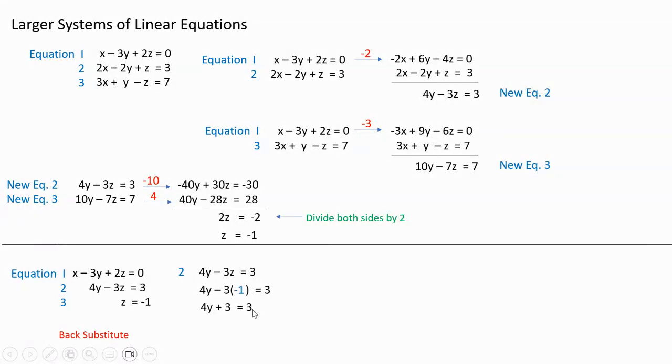It will give us 4y plus 3 equals 3. We subtract 3 from both sides, and we get 4y equals 0. We divide by 4 on both sides. We got y equals 0.